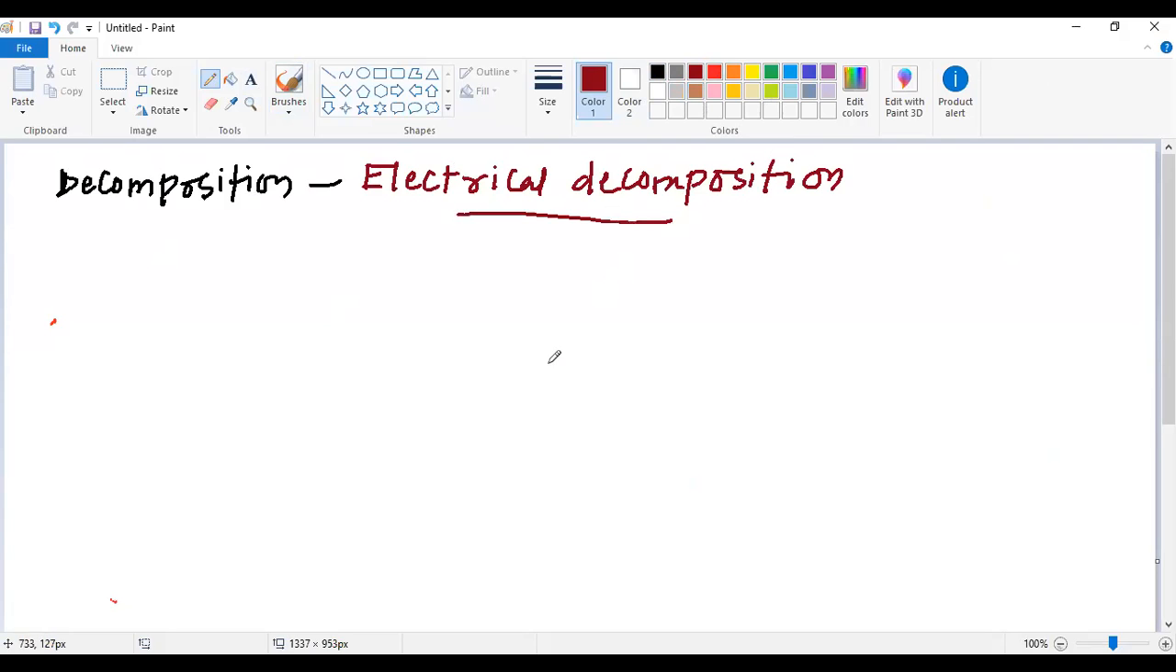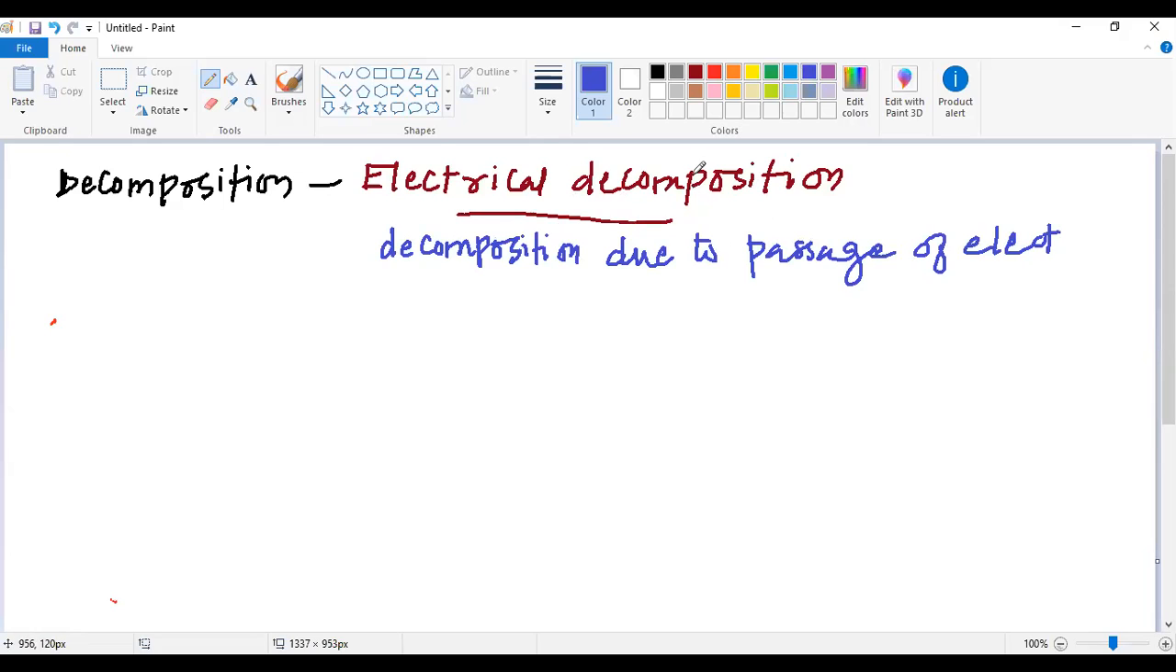The previous decomposition that we have studied was the thermal decomposition. Now we want to study the electrical decomposition. Why is this decomposition different? Because this is the electrical decomposition, that is, the decomposition due to the passage of electricity. This decomposition is due to the passage of electricity, my dear students.